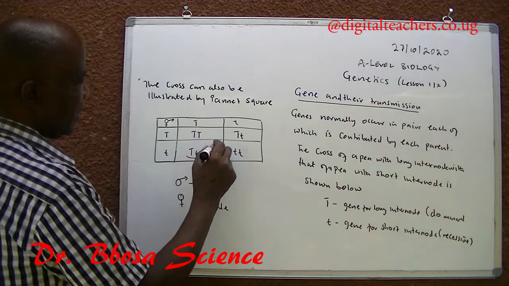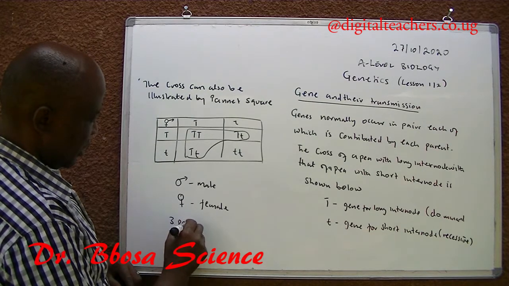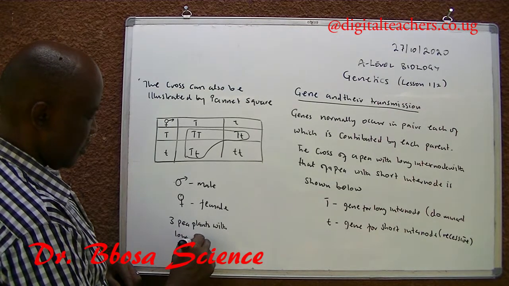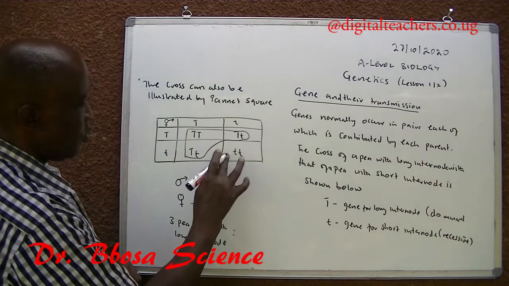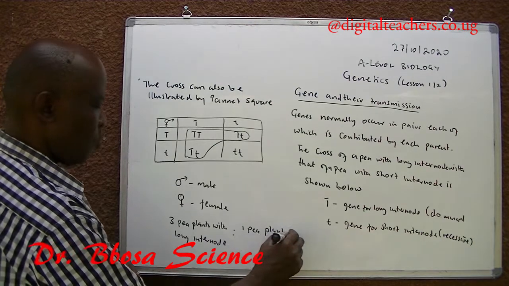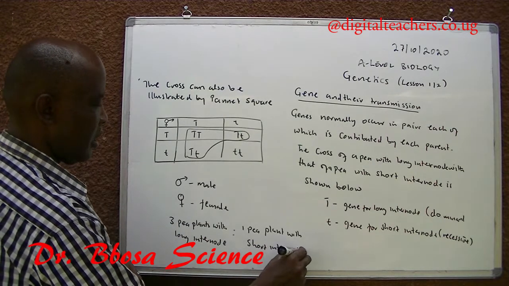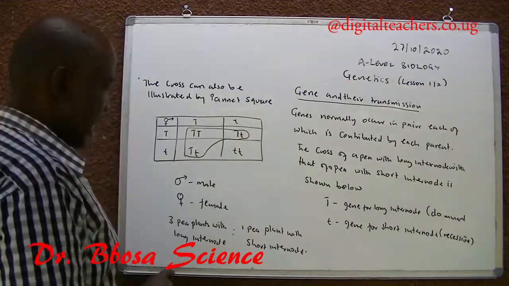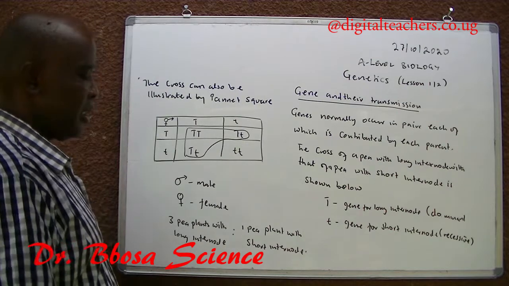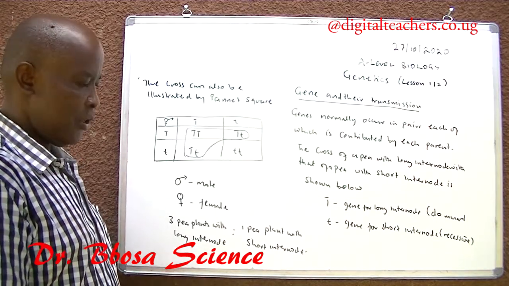So we can see that whatever has a capital T produces a pea plant with long internode, so you can have three pea plants with long internode to one pea plant with short internode. In terms of probability, there are three chances of producing a pea plant with long internode to one chance of producing a pea plant with short internode in the F2 generation.